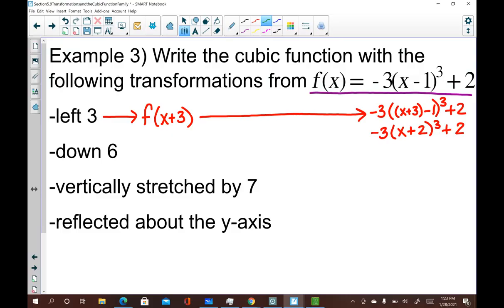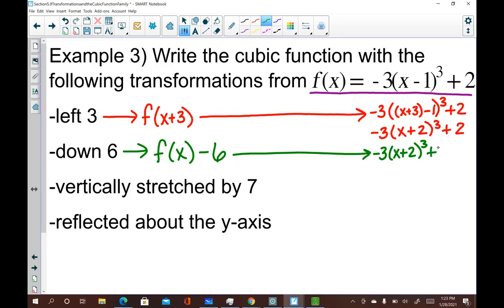My next step is to move down 6. In function notation, that means take your function and subtract 6 from the end. So over here, take my function, copy it down exactly as it is, and subtract 6 from the end. Well, I can combine those like terms and make my function currently look like -3 times (x plus 2) cubed minus 4.